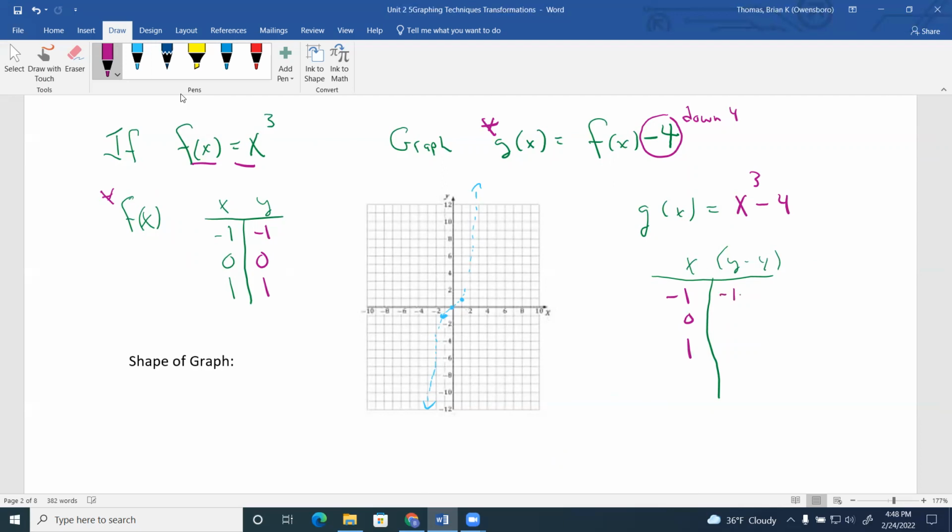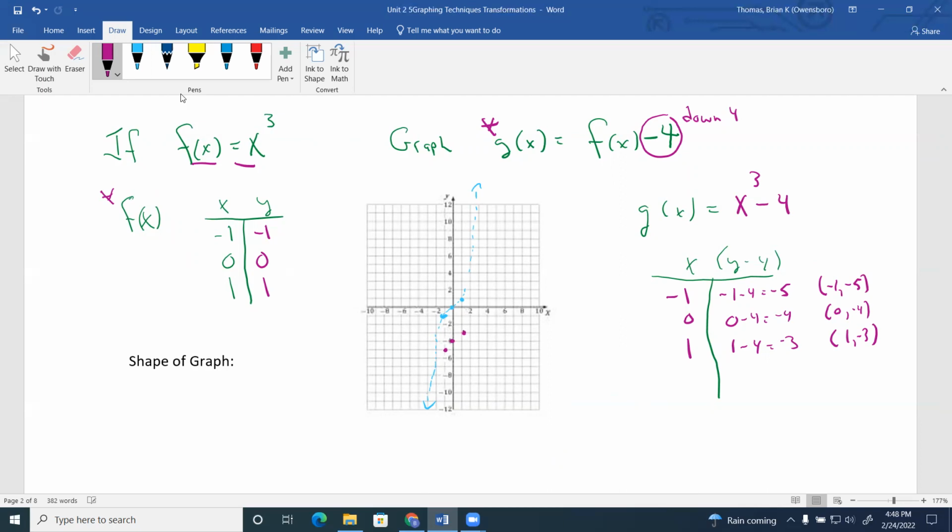So the -1, we lose 4. That gives me a -5. The 0, we lose 4. That gives me a -4. The 1, lose 4, would give me a -3. So my new ordered pairs would be -1, -5, 0, -4, and 1, -3. So my new ordered pairs, I'm going to graph those. -1, -5, 0, -4, and 1, -3.